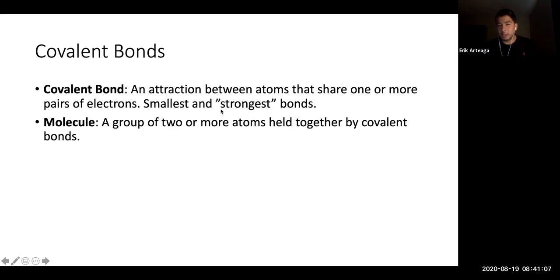So the book says this, so we're going to go with this, but I probably will not ask you a question given that it's not a true correct answer. Probably not the strongest bond. There are ionic bonds that are stronger than certain covalent bonds. So it's important to keep that in mind.